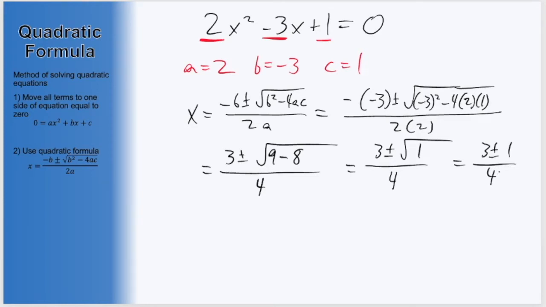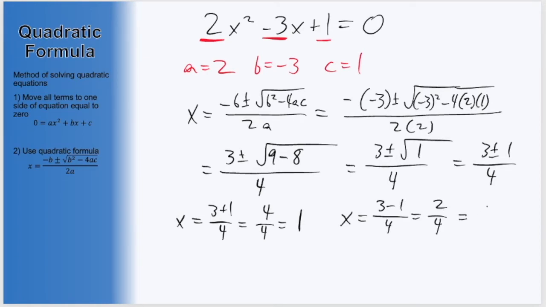And we've reached the point where we'll need to go ahead and separate the addition and subtraction cases. Our first solution from addition comes from 3 plus 1, all divided by 4, gives us 4 over 4, which is just 1. Then our other solution comes from the subtraction, 3 minus 1, all over 4, gives us 2 over 4, which simplifies to 1/2. So we get two solutions to this quadratic equation. X could be 1, or x could be 1/2.